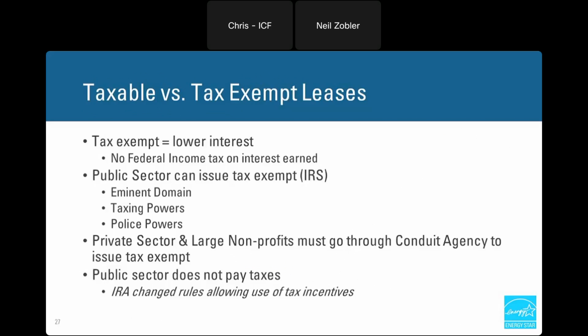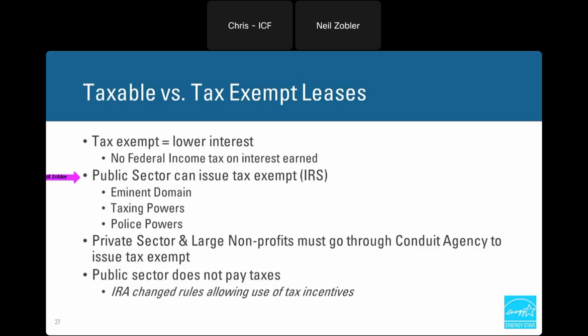Just a quick word about taxable versus tax-exempt lease. When we're dealing with tax-exempt, that means it translates into lower interest rates on the loan. Why? Because there's no federal income tax that needs to be paid on the interest earned. And because the lender doesn't have to pay income tax on that, they will reduce the rate in order to be competitive with other lenders.